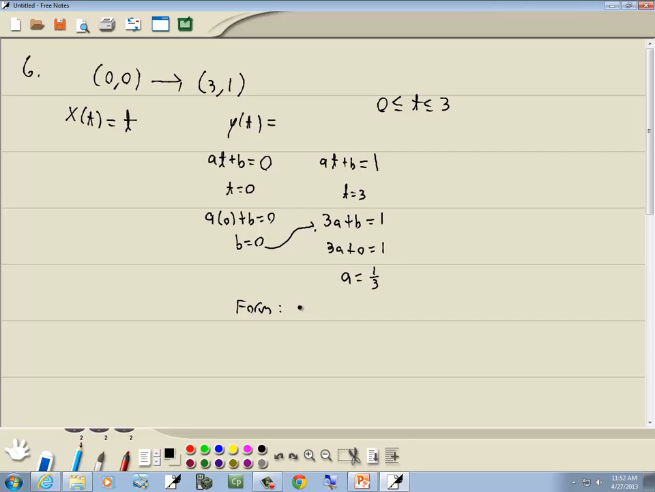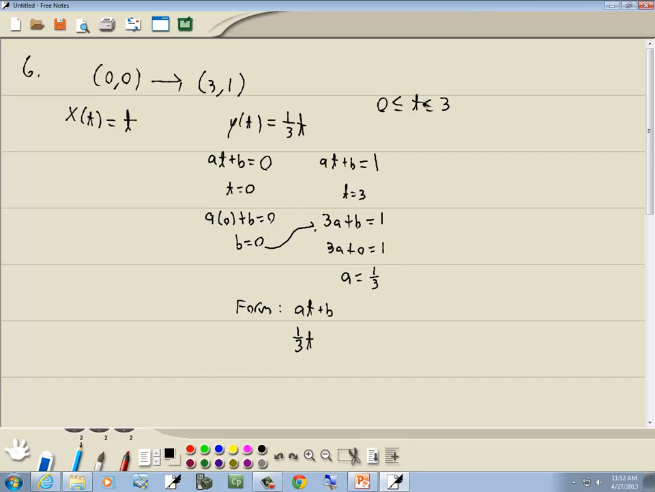Now remember, this is of the form at plus b. We said b was 0, so that drops away, and a is 1/3, so we get 1/3 t. Let's see if that works. We plug 0 in for t, and 1/3 times 0 is 0, which is our beginning y value. If I put 3 in for t, I get 1/3 times 3, which is 1, which is our ending y value. So that works.